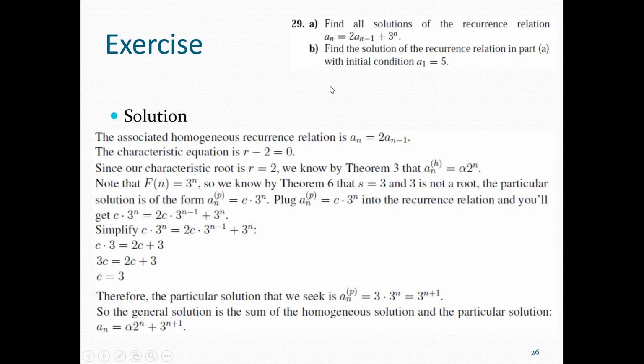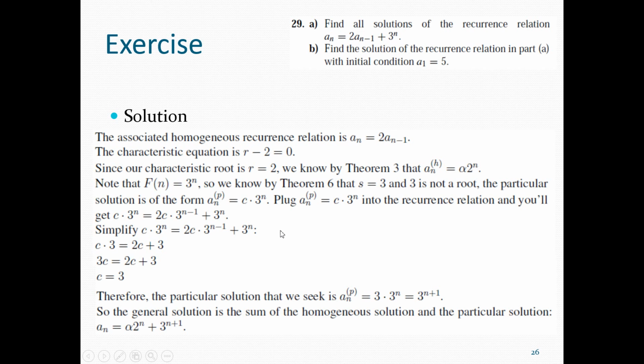Now there is question 29. Find all the solutions of the recurrence relation a_n = 2a_{n-1} + 3^n. Now this is non-homogeneous, and this 3^n makes it non-homogeneous. So first of all, we have to find the solution of the associated homogeneous recurrence relation, which is a_n = 2a_{n-1}, and a_n^(h) = alpha 2^n.